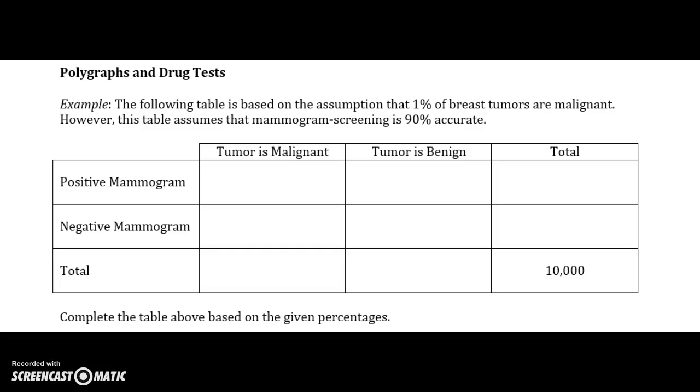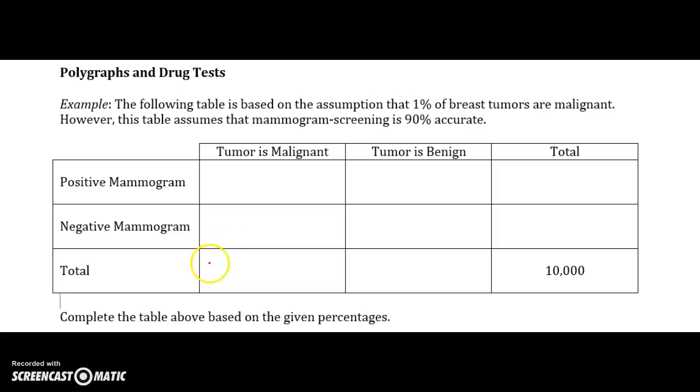So, if we have 10,000 women that go in to get a mammogram, we want to figure out what pieces of the table we can get from this. We know that 1% of breast tumors are malignant. So if we've got 10,000 people that come in, we should have about 1% of them that have malignant tumors and 99% of them that do not have malignant tumors.